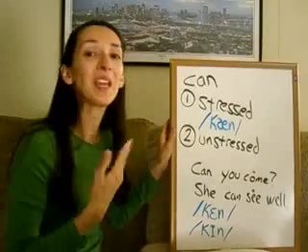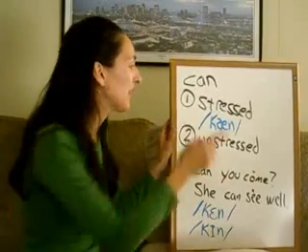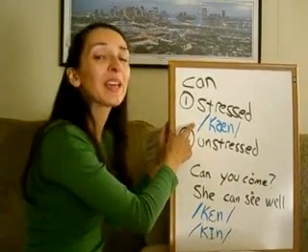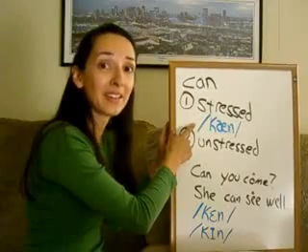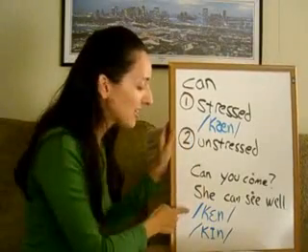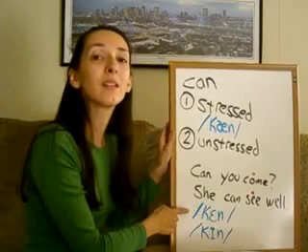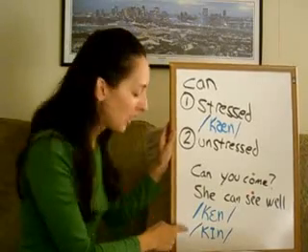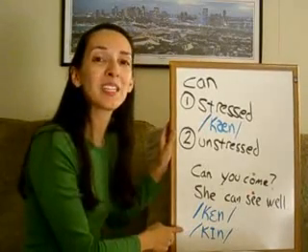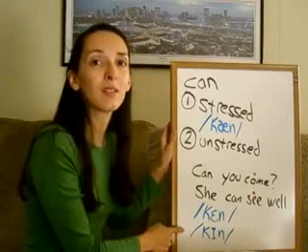Let's try saying all three pronunciations. First, I'll say one, and then you repeat after me. The first one is stressed. Can, can. Now let's try the unstressed pronunciation. Kin, kin. And the alternative unstressed pronunciation? Kin, kin.